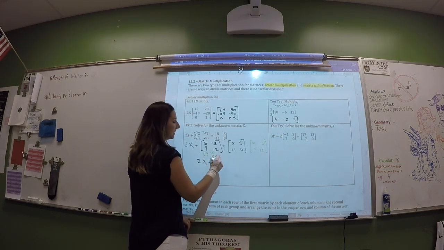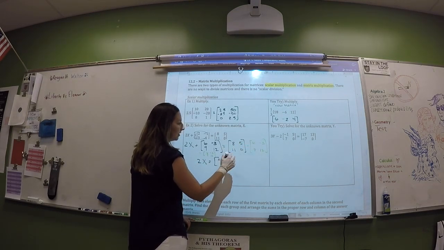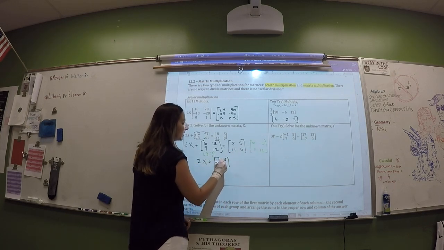8 minus 6 is 2. 5 minus negative 3 is 8. 11 minus 9 is 2. And 0 minus 12 is negative 12.